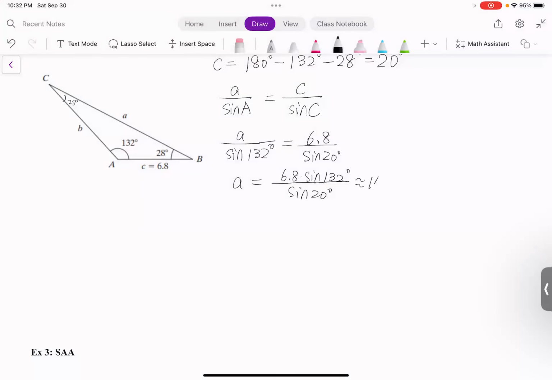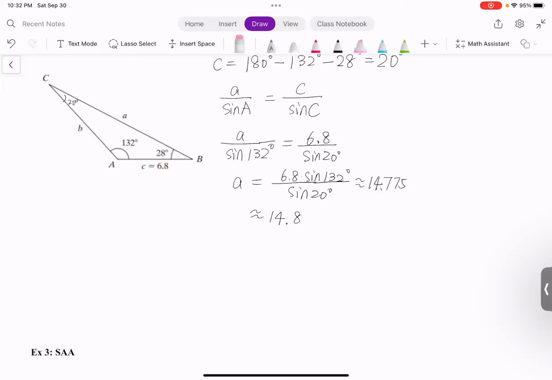It's about 14.775. And if I want to keep one decimal place, I'm having 14.8. And what is the unit? Since the C doesn't have a unit, my A does not need to have a unit. So let's find the missing information, the B.